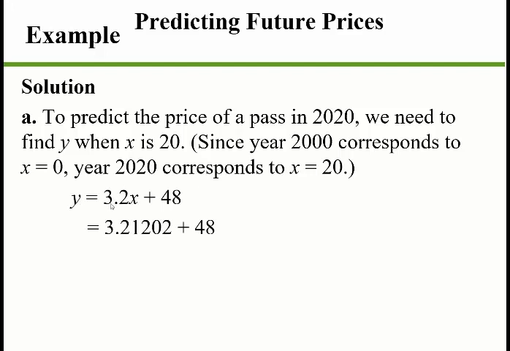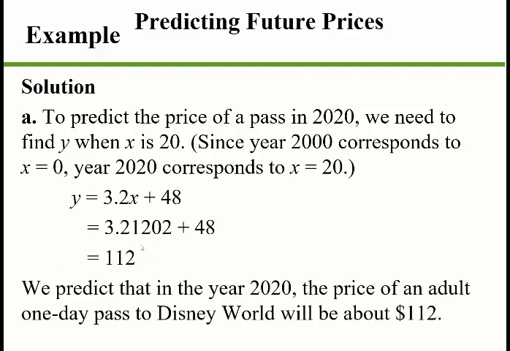So you're going to get y equals 3.2 times 20 plus 48. Forget the typo here, the 1 and the 2 should be parentheses. When you plug that in, the price should be $112. And having gone to Disney World this actually last year, that's about right. Okay, it's pretty close. So we predict that in the year 2020, the price of an adult one-day pass to Walt Disney World will be $112.